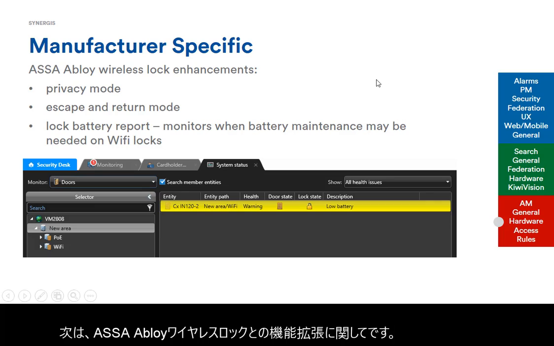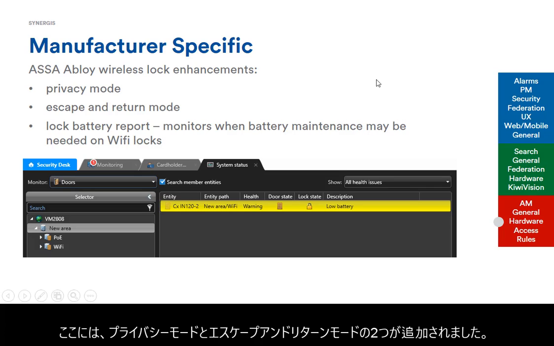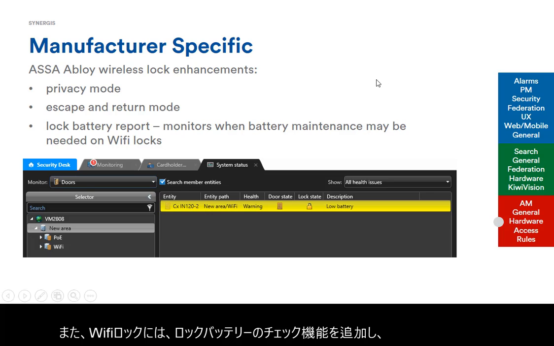This is pretty cool. A couple of things for the ASA Abloy wireless lock enhancements here. So we've added privacy mode, we've added escape and return mode, but I think what is really awesome here is for the Wi-Fi locks, we've actually added a lock battery checking function in here.